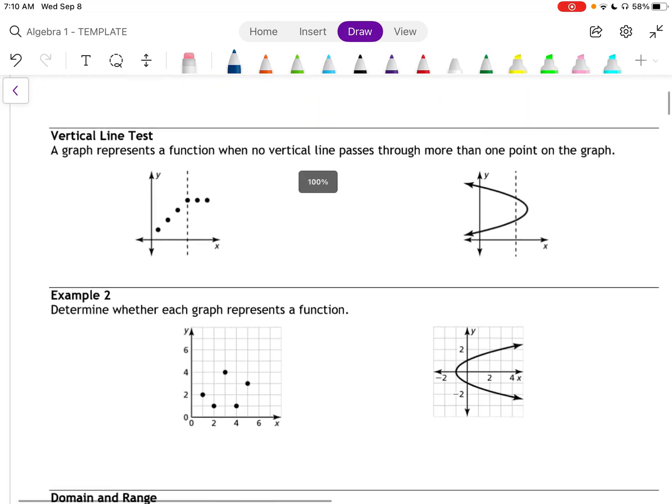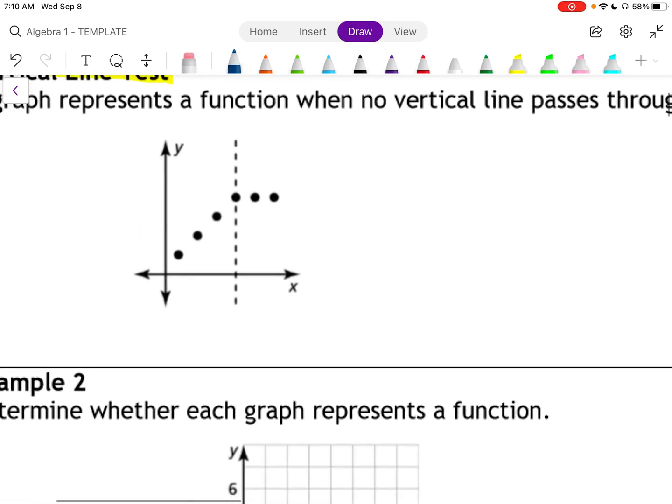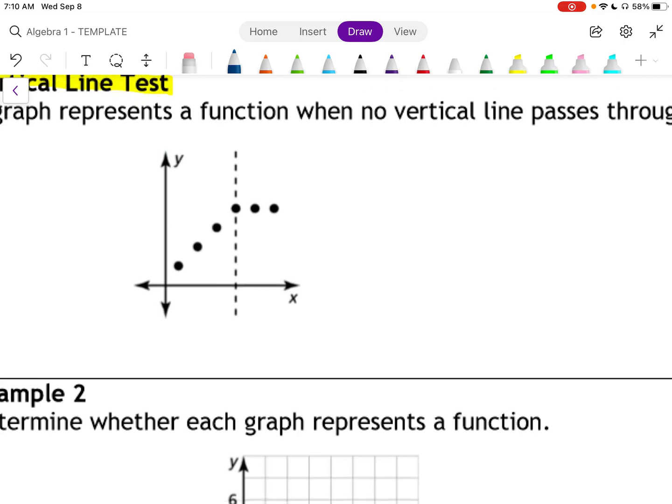Next up, we want to look at whenever it's a graph. So we have a special test, a vertical line test. A graph represents a function when no vertical line passes through one or more points on the graph. So on the left spot here, this would be called a discrete graph where it has little points. They drew in a vertical line. It only touches one point. We could draw in some more vertical lines, and every vertical line would only touch one point. We couldn't draw a vertical line that would touch it twice. So this is going to be a function because it passes the vertical line test.